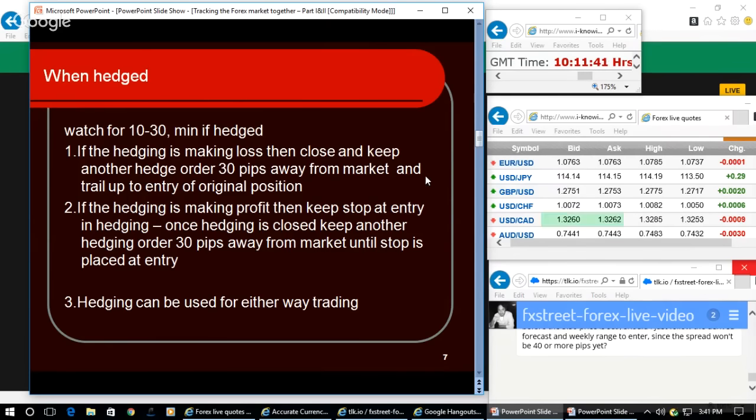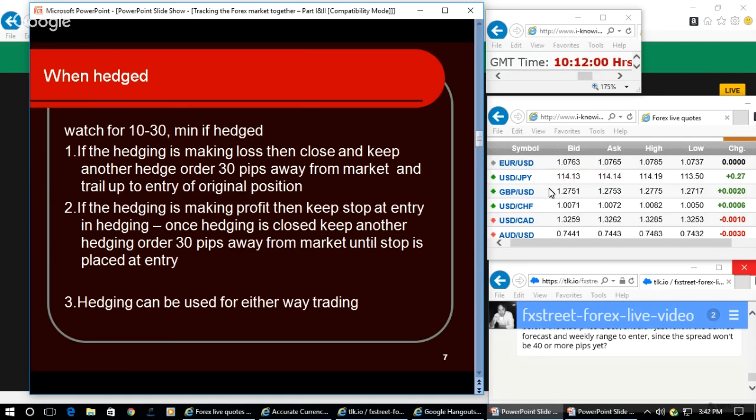Once the market starts moving in your favor, move the hedge to the original position and then continue to move until you are able to keep the stop at entry on the buy position. If the hedge is making profit, keep the stop at entry on the hedge. Let the market go elsewhere.